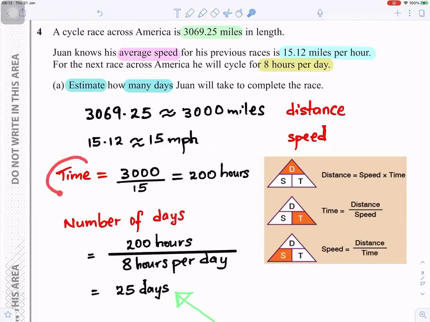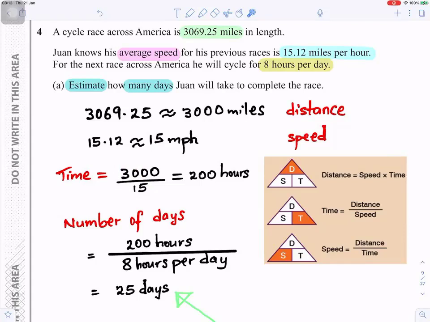We use the formula to find time. We go to the formula on the right-hand side. Use this second one. Time is distance divided by speed. You cover the triangle. The distance is 3,000. The speed is 15. 3,000 divided by 15 will give you 200 hours. 30 divided by 15 is 2, and you have the 2 zeros.